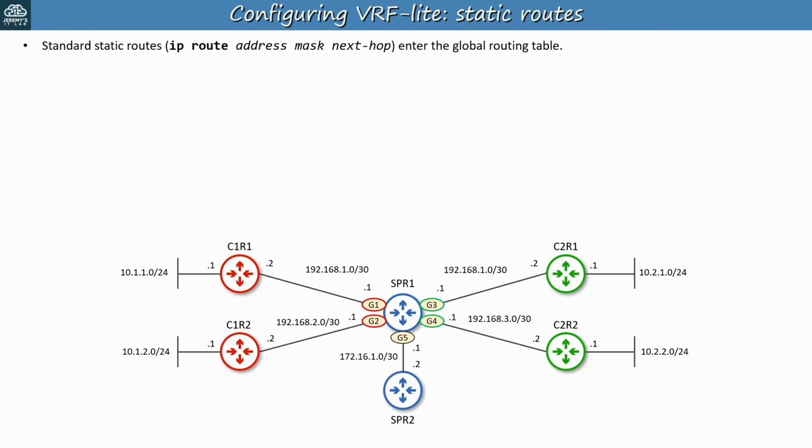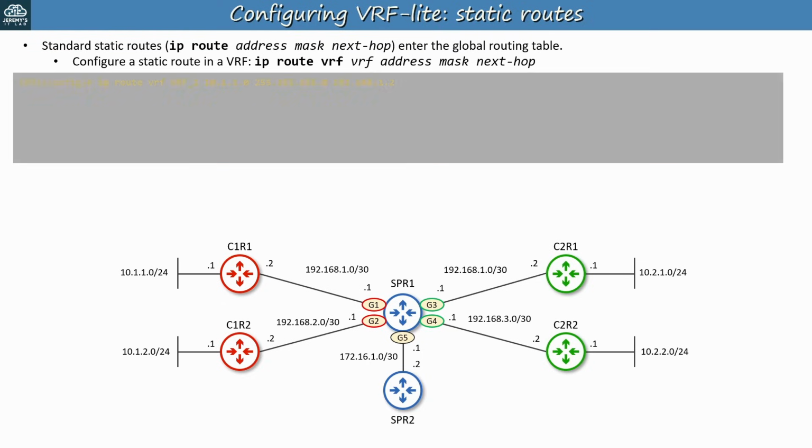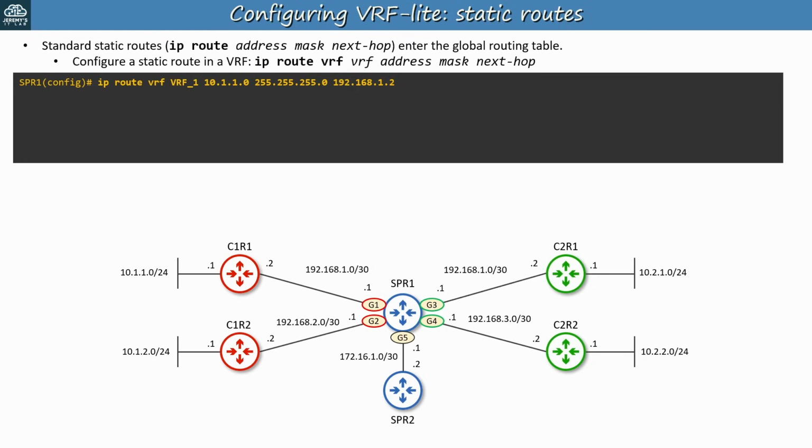Standard static routes, configured with the usual command, enter the global routing table, so that won't work in this case on SPR1. Like when we pinged from SPR1, we have to specify the VRF when configuring the static routes. The command is IP route VRF, followed by the VRF name, and then the route's destination address, mask, and next hop. I'm using recursive routes as an example, but of course you can configure directly connected and fully specified static routes as well.